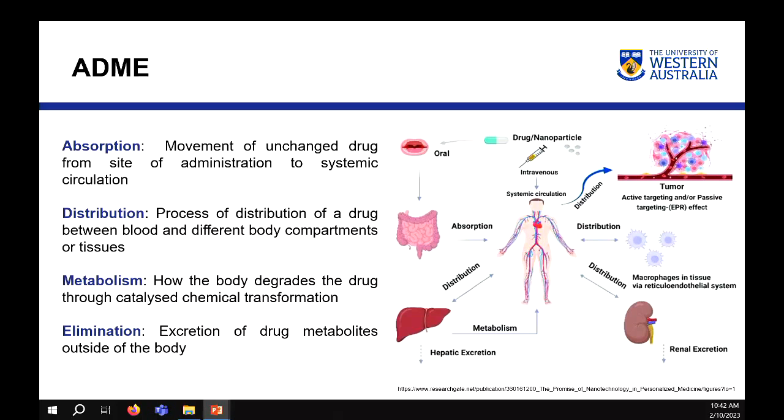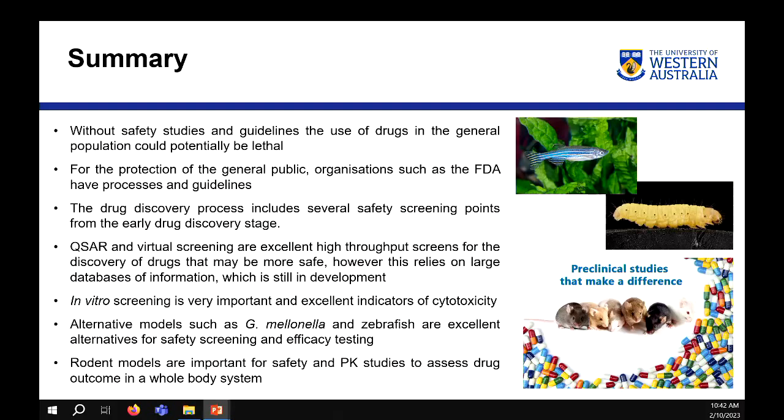So ADME: absorption, distribution, metabolism, elimination. Again, I'm not going to really dwell on this now because you've done this. But we do need to know this information to design a good animal experiment. So just in summary, without safety guidelines and safety studies, the use of drugs in the general population is potentially lethal. And so for the protection of the general public, obviously the FDA is one, but Australia's TGA uses similar guidelines, same as the UK, to make sure that drugs are tested for safety.